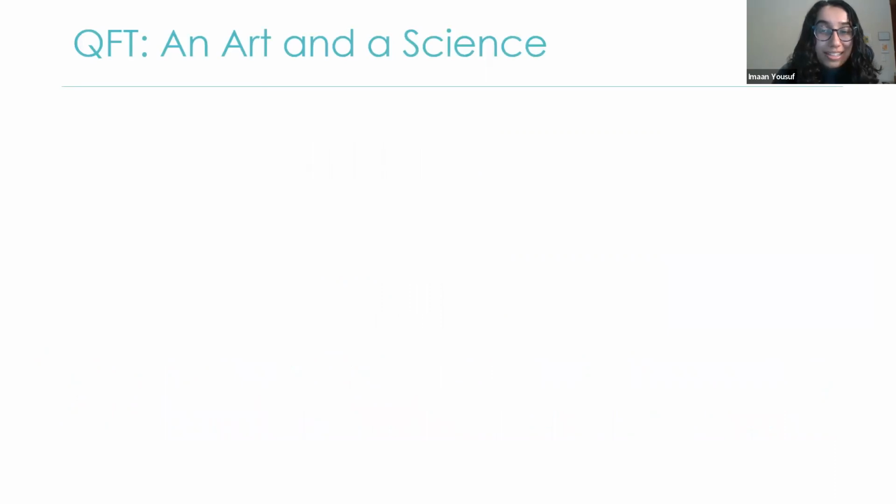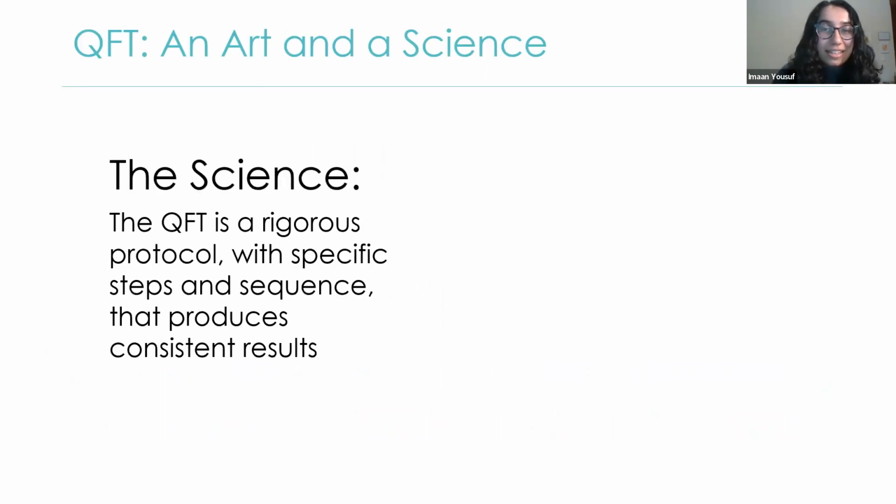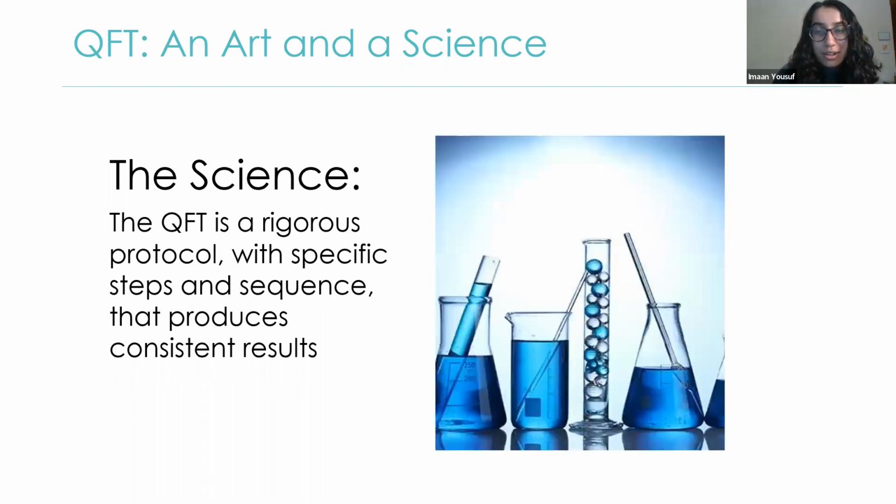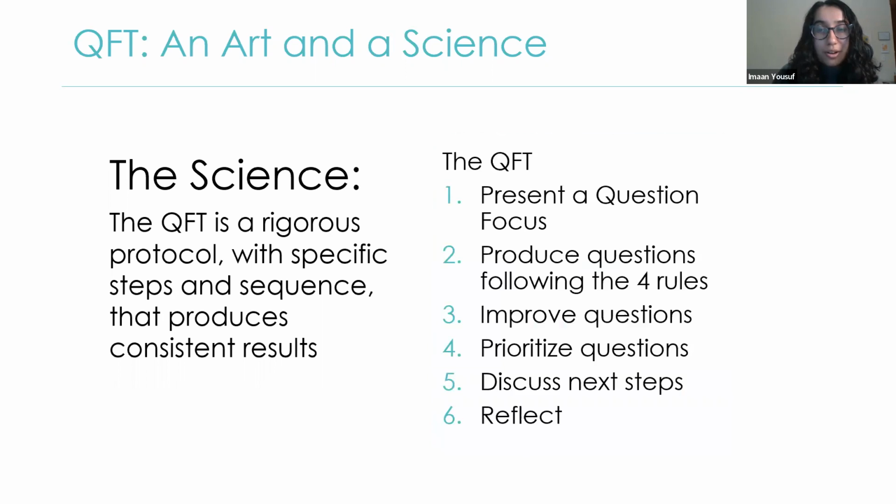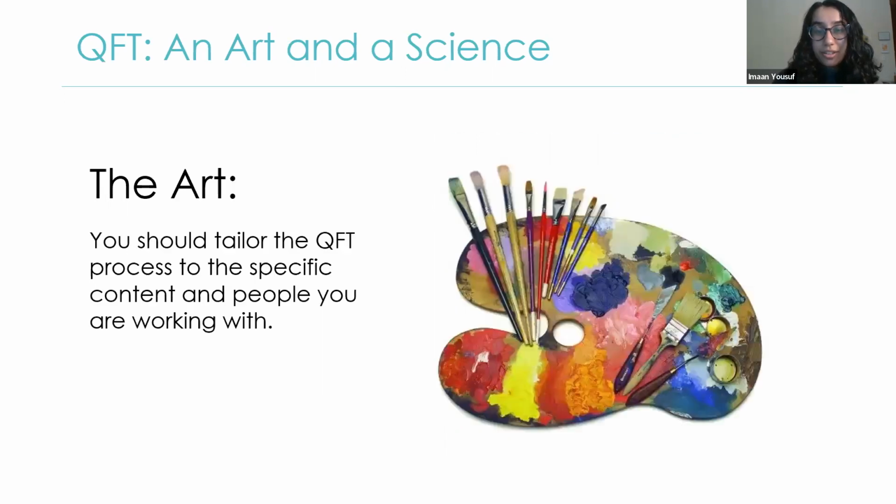Okay, so why is the QFT a science? It's a science because it's a rigorous protocol with specific steps and sequence, and it produces consistent results. So if you follow all of these parts of the QFT, the sequence, you're pretty much guaranteed to get a list of student questions. You're always going to have students generating questions. But it's also an art because there's a way to do it really well. In the same way that we know teaching is an art form, there are decisions you can make to tailor the process to your content and your learners to figure out what works best in your classroom.